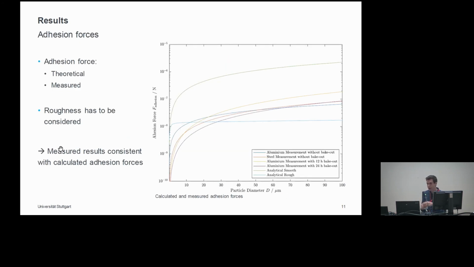With this black line, we can now calculate the adhesion forces. As you see here on the right, we plotted the theoretically calculated values and the measured values. The green, uppermost line is a calculated value for a smooth surface, and the light blue one for a rough surface. You can see that the measured results match the calculated rough surface. So you obviously have to consider the roughness, and the method we developed works for measuring the adhesion forces.